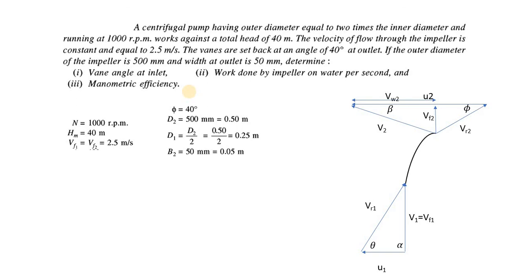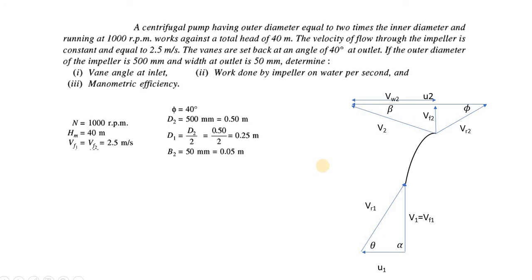The vanes are set back at an angle of 40 degrees at outlet. This statement has ended with "at outlet", so this angle is related to outlet. So you have a backward vane, and this vane is set back at an angle of 40 degrees at outlet. So the vanes are set back. This directly refers to the vane angle. So vane angle at outlet is phi.